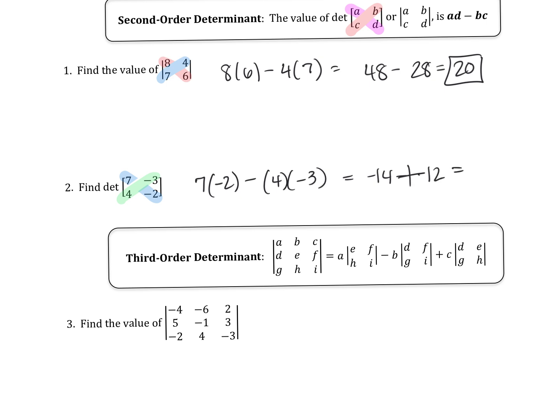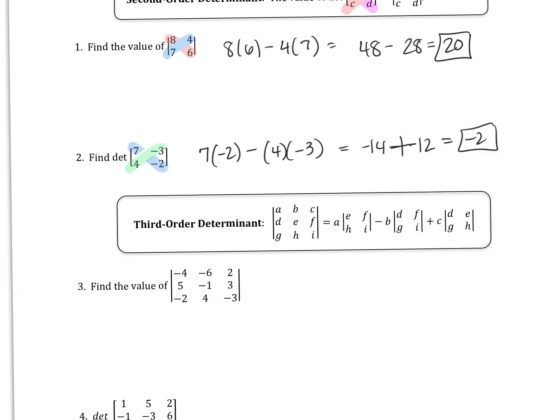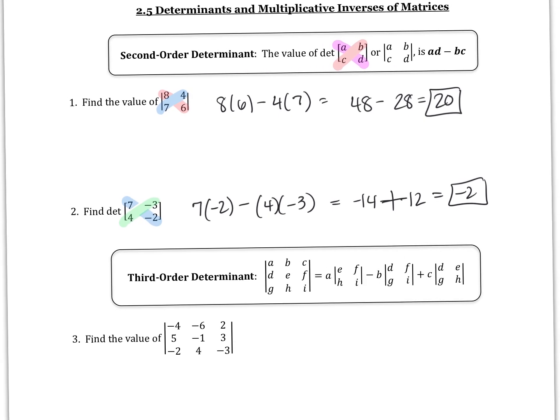Yes, those minus the negatives will turn into a positive. We just get -2. Sound good? Does it get a little bit more complicated if I have a 3 by 3?